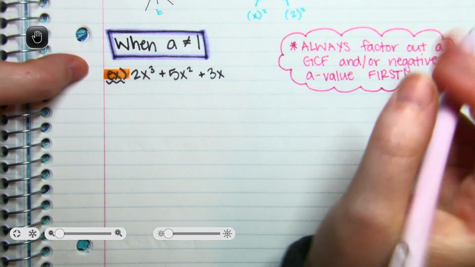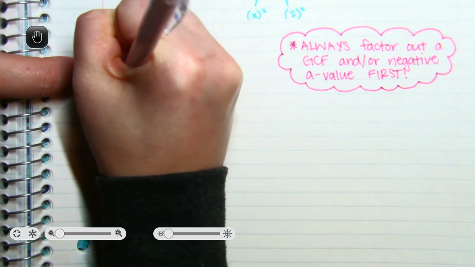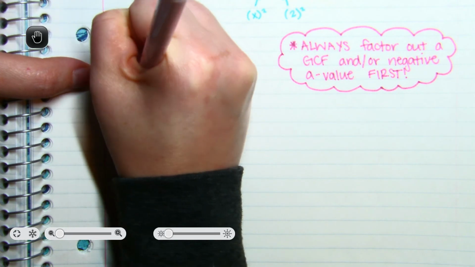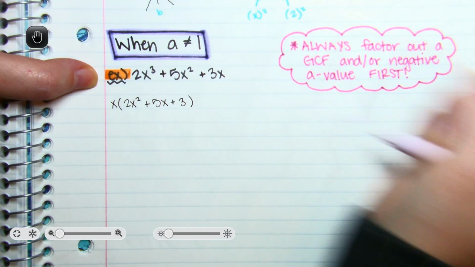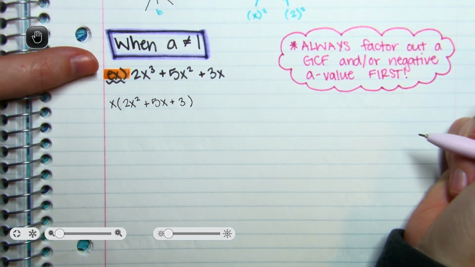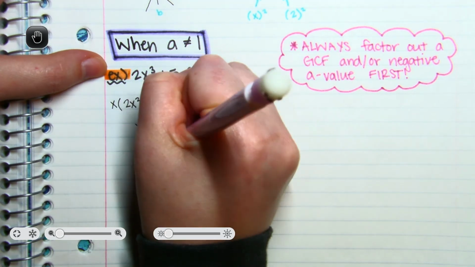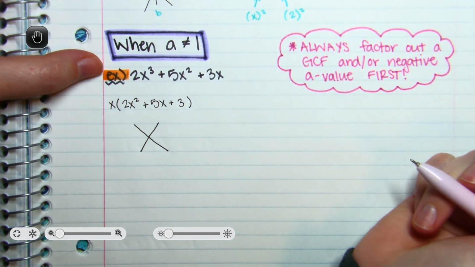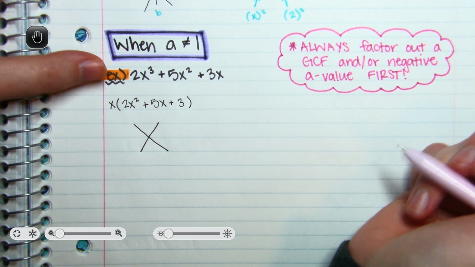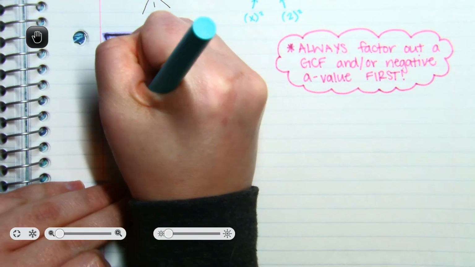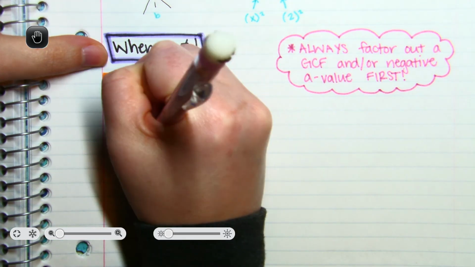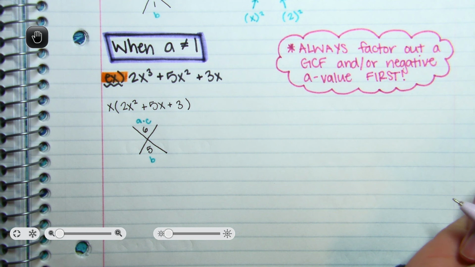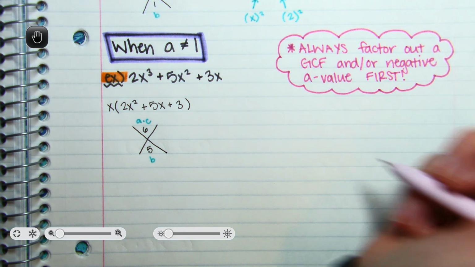So I'm going to factor out the x and I'll be left with 2x squared plus 5x plus 3. And now that thing I can factor using the big X. So the top is our a times c and the bottom is b. I'll go ahead and write that again since this is the review. What goes in the top and bottom? Good, you should have said 6 and 5. And then what are my two numbers? Good, you should have said 2 and 3.